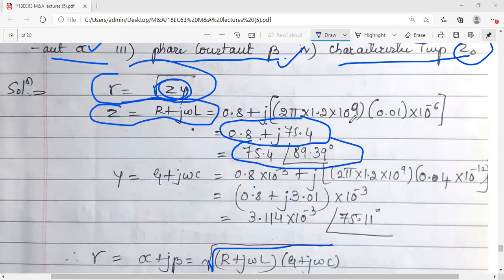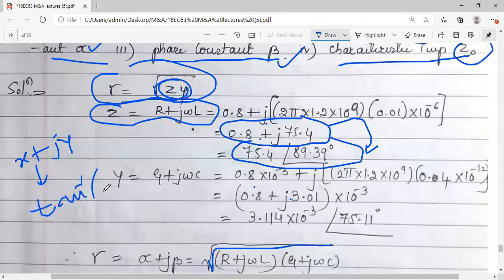And even there is a method to convert it manually. If you are not using a calculator, after conversion you have got the answer. Many of you have got it, but even manually you can convert rectangular to polar. I think you know this, x plus jy or a plus jb. For the angle, it is tan inverse of y by x. If you do this much, you will get the angle.